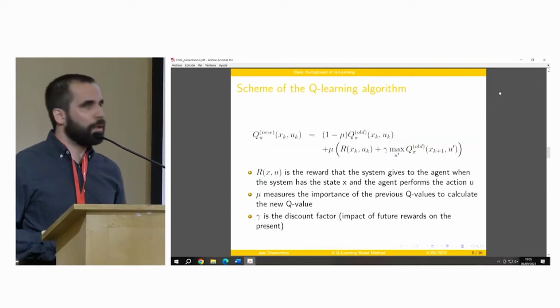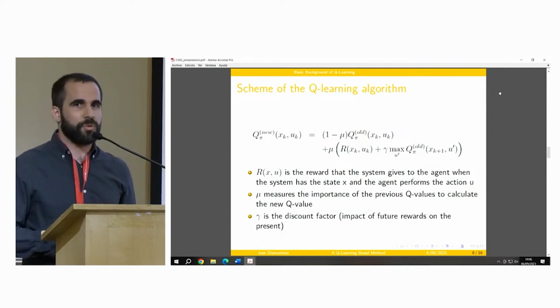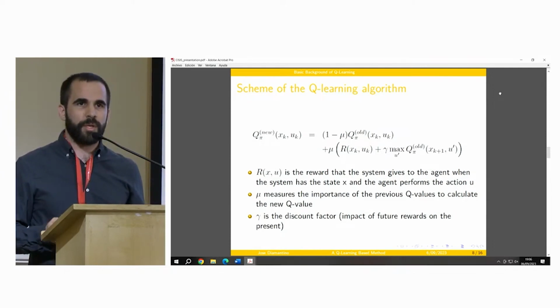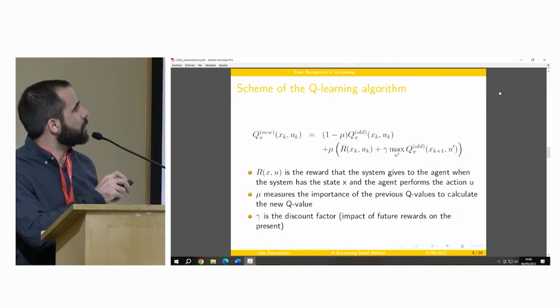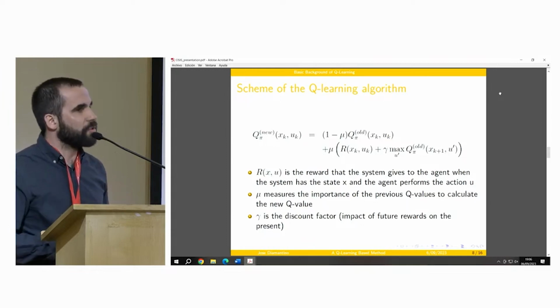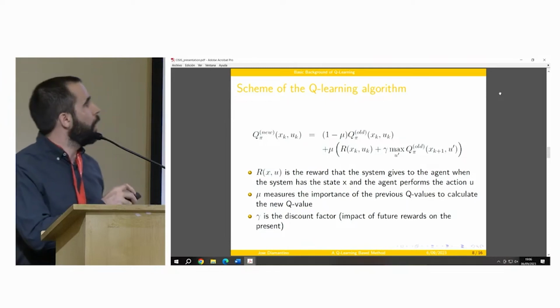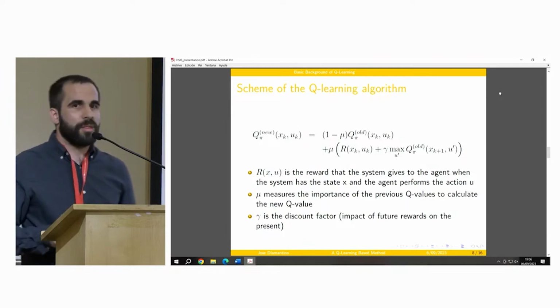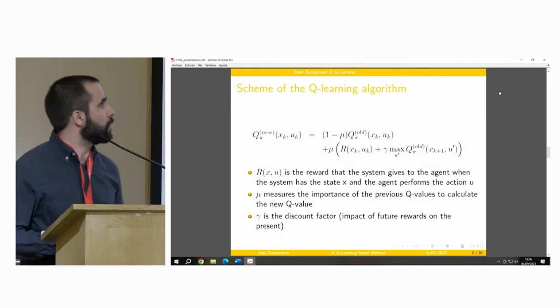To learn and to take good actions, this formula is used. This formula is a weighting between the Q values at the current state and the rewards and Q values at the future state. Mu measures this weight and gamma measures the impact of the future Q values.